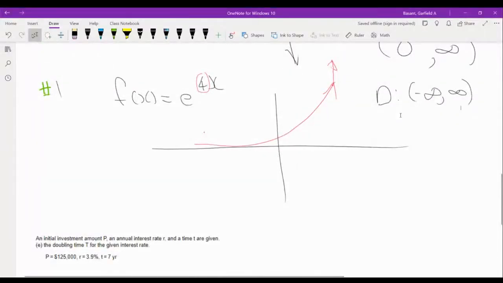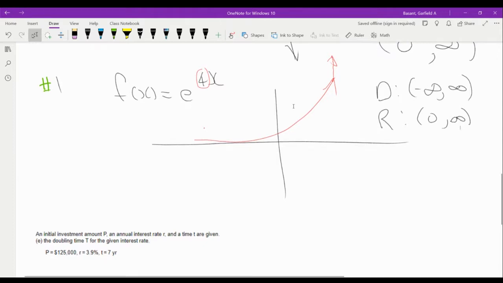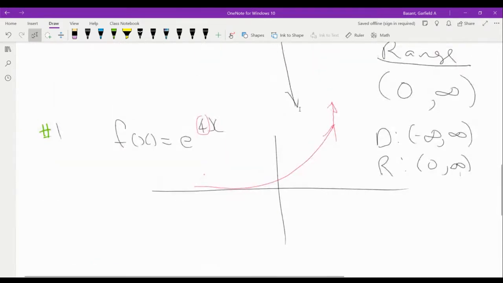What's going to change is the range, right? But what's the range for this one? It's identical to the one that we just did: 0 to positive infinity. They also ask us for the y-intercept. What's the y-intercept here? 1. So the y-intercept is 0 for x and 1 for y.